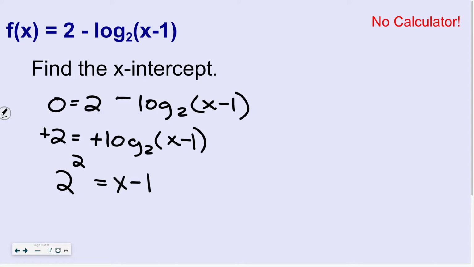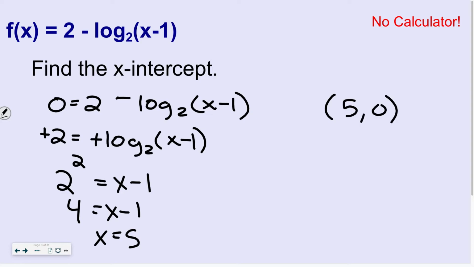So we moved from log form to exponential form, which is kind of nice because you get a little bit of practice with this before next Monday when we solve equations. We're going to solve equations that are much more challenging than that one. So that's a little quick review. But that's 4 equals x minus 1, and of course add 1 to both sides, and x equals 5. So it's the x value of 5 that equals 0. So there's my x-intercept.